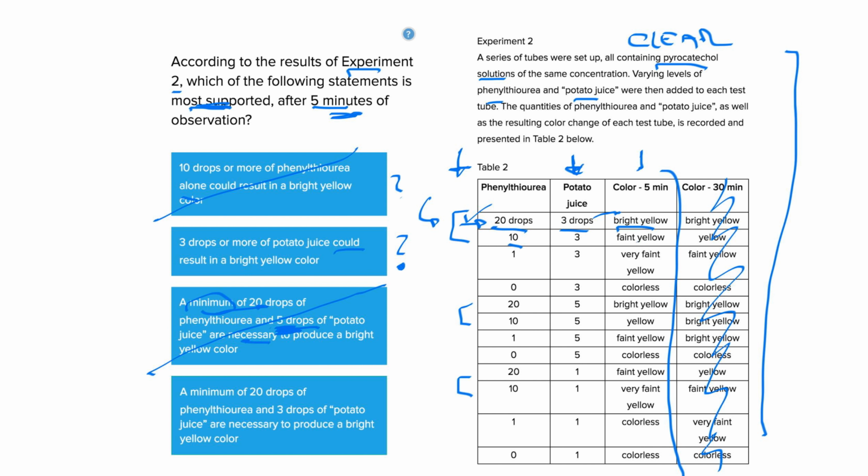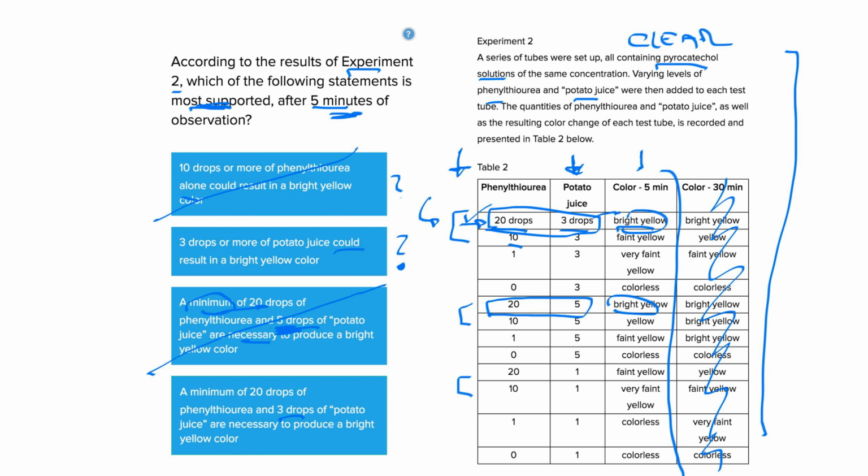Maybe if any result in a bright yellow, we would know. We have bright yellow here, and those are only 2 examples after 5 minutes. So 20 and 5 produces it, and 20 at 3 produce it. We have no other way to test this.